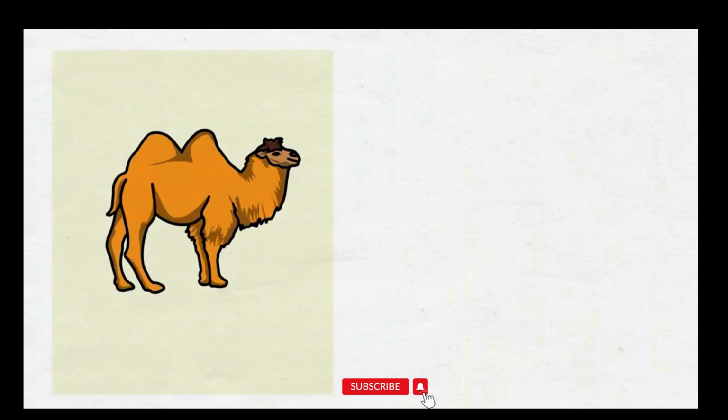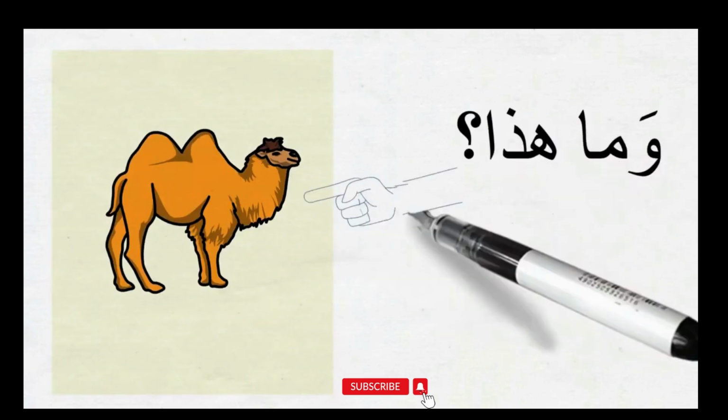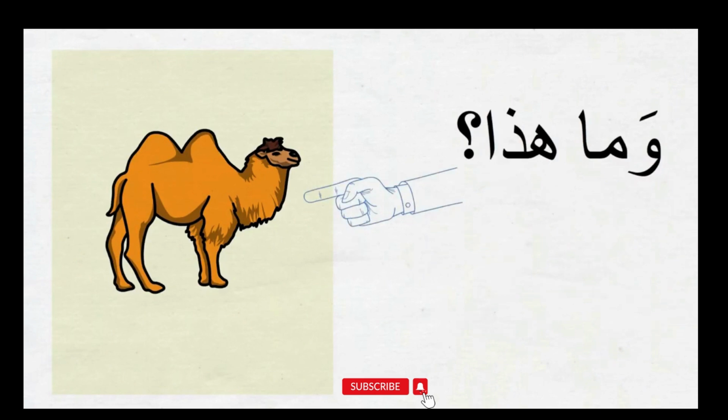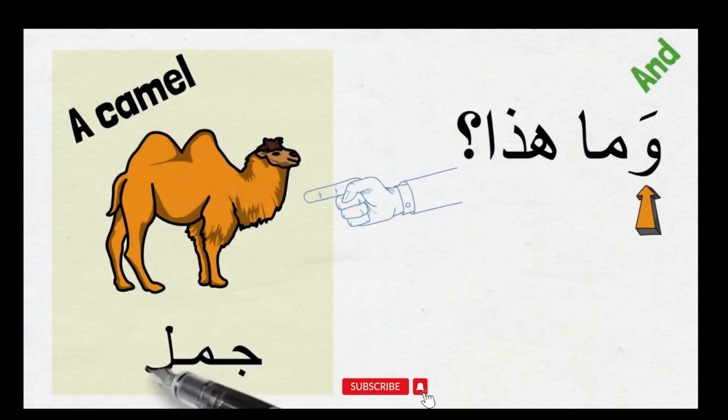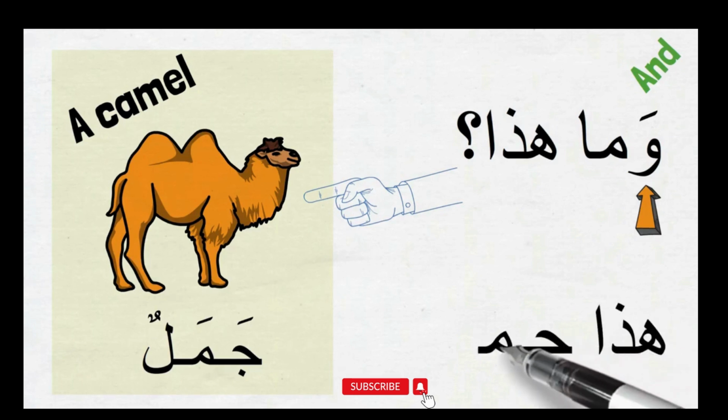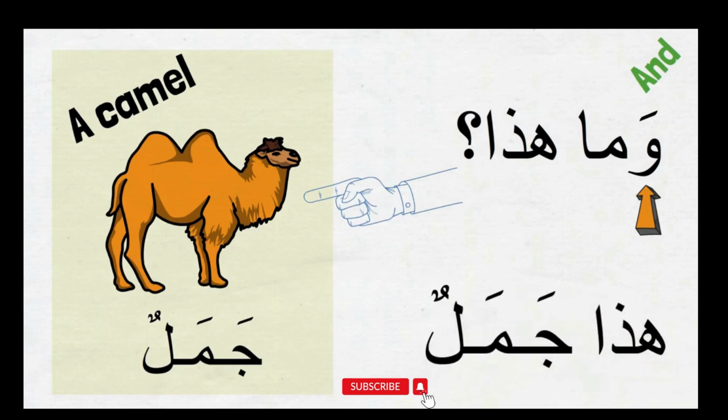Our last question of the page. وما هذا؟ Did you spot something new in this question? The letter wa, right? Wa simply means and. So we are asking, and what is this? We are looking at a camel, and a camel is جمل. So how should we answer to وما هذا؟ The answer should be هذا جمل, right?